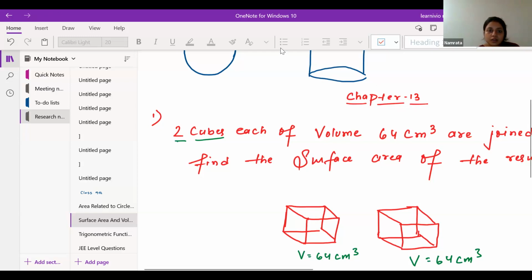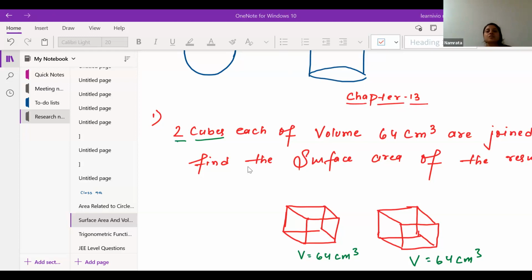I'm not getting it. I think the voice is not clear. Is it side cube? Is it a cube? Yes, Madiha. Is it a cube?